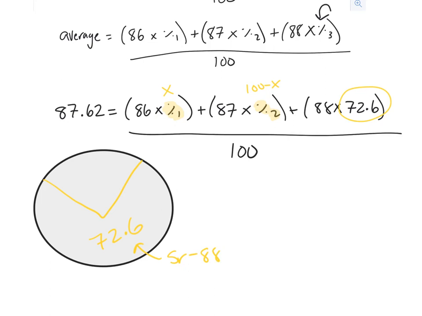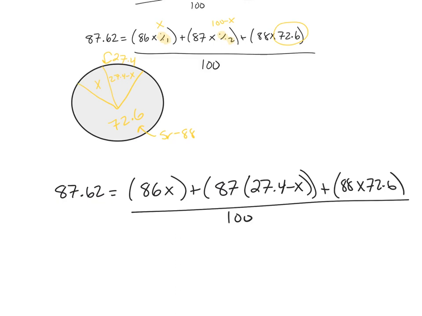So the other 2, they have to share this much, which is how much is left. So how much is left here? This is going to be 100 minus 72.6. So that equals 27.4. So the 27.4, that's what's left for the other 2. So if one of them is x, the other one will be 27.4 minus x.